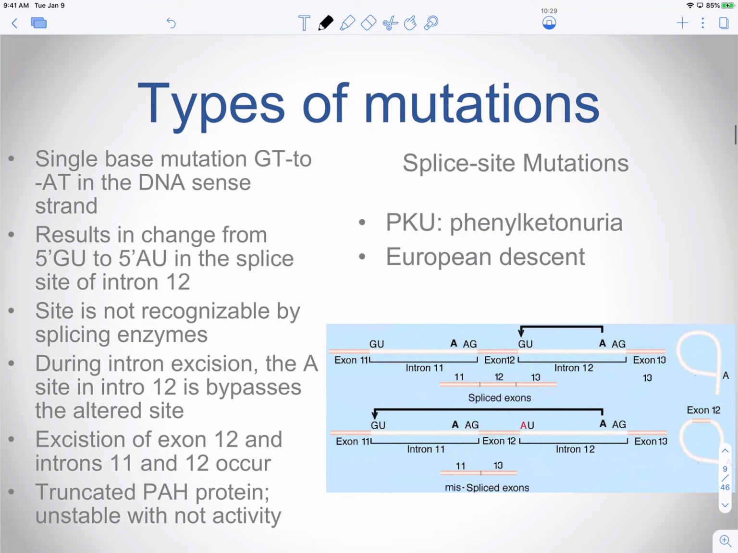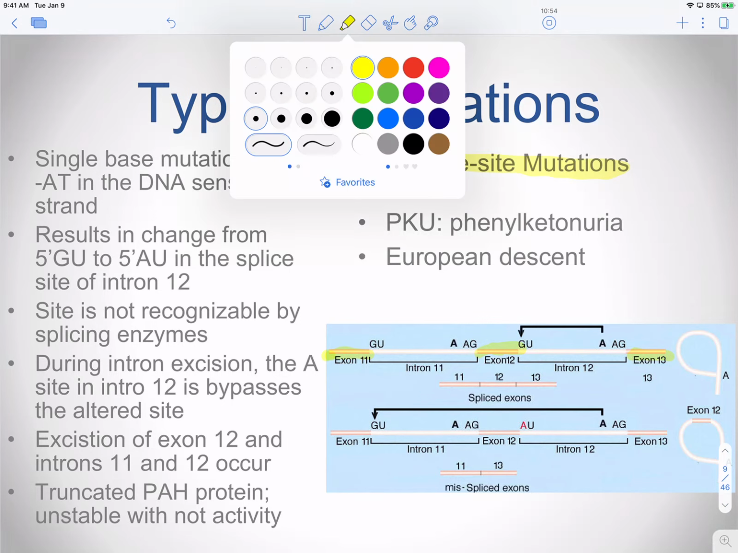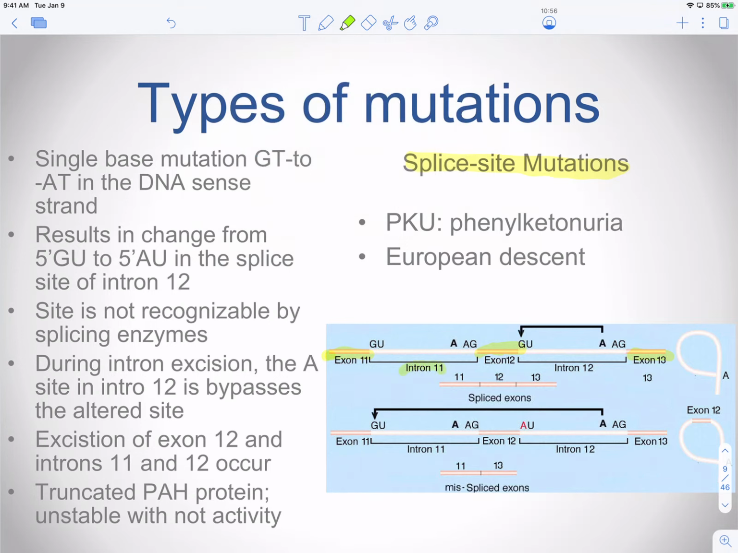Now, another type of mutation is referred to as a splice site mutation. So we know what splice sites are. They are to remove introns so that your exons can come together and form the messenger RNA that will ultimately be the protein. So, for example, we have a gene here in which you have exons. So you have exon 11, exon 12, and exon 13. And normally your introns get spliced out, and your introns are intron 11 and intron 12.